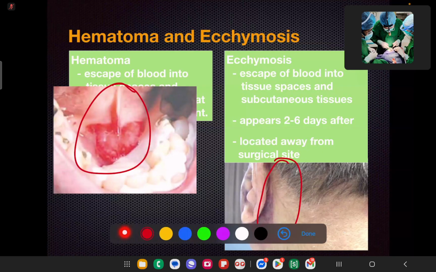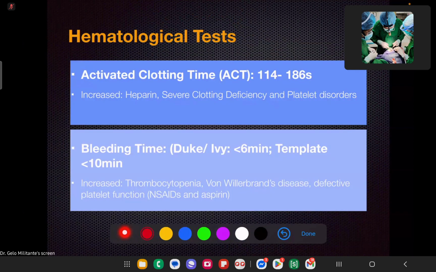So will you be concerned of hematoma? Initially, hematoma is not a big concern. However, if the hematoma becomes ecchymosis, it means that the bleeding point is spreading. So you have to find out the cause of the bleeding, and of course stop it, before it spreads out to other areas of the head and neck region.